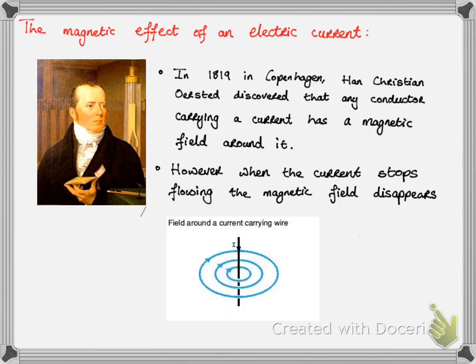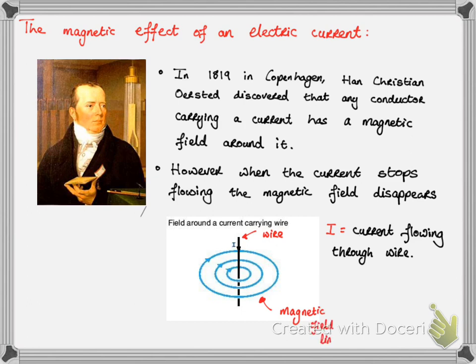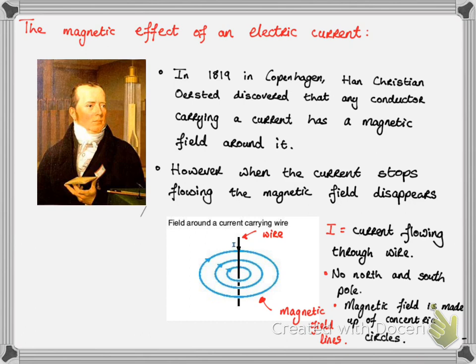So imagine the following image. You have a wire, which is the black line here, and I. I is a symbol that we use for the current flowing through the wire. The blue lines are the magnetic field lines. You can notice that there is no north and south pole for these magnetic field lines. They are going in concentric circles. So, how do we know which direction these magnetic field lines should go? This is our next question that we will look into.